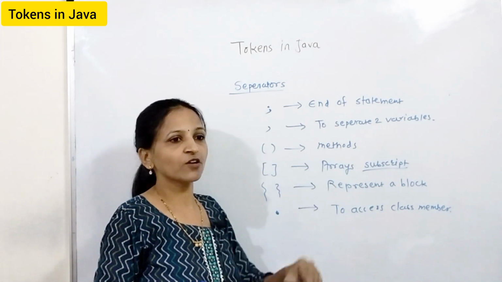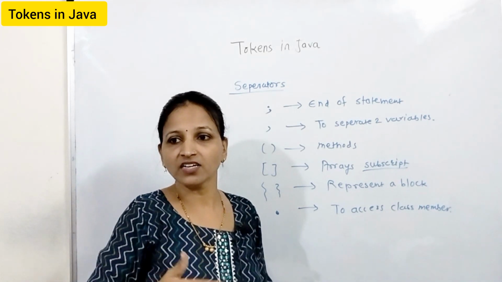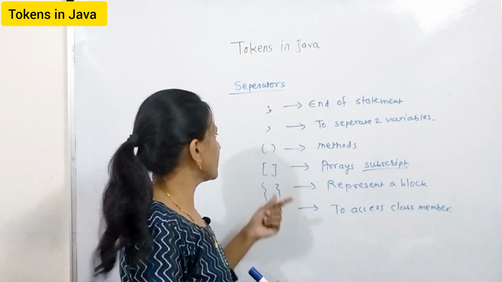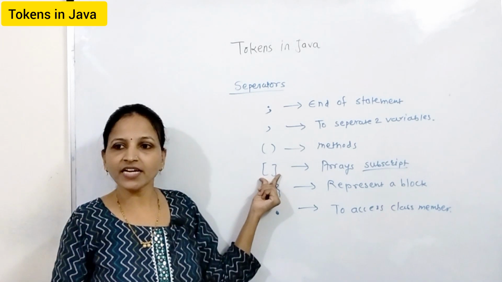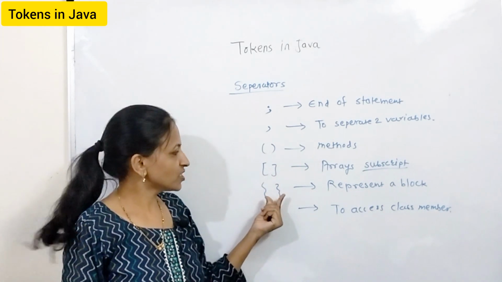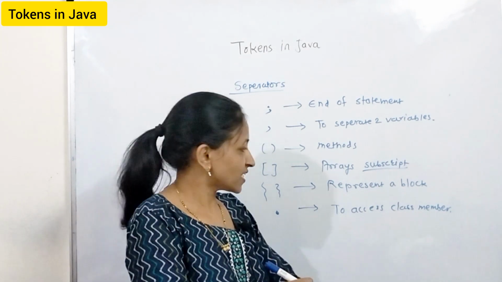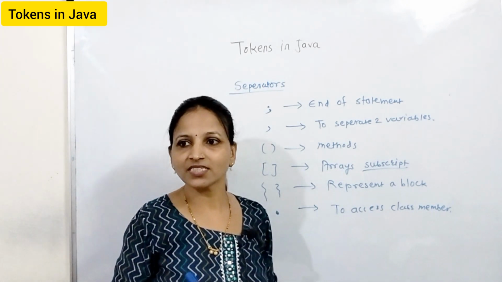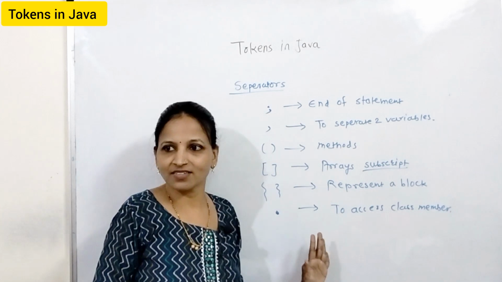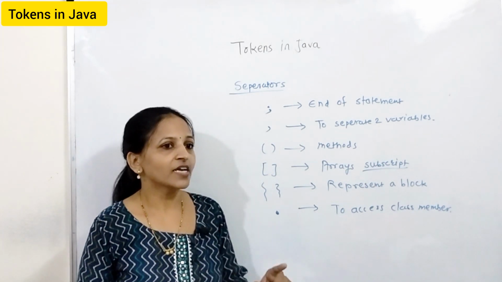In methods, while calling a method or while declaring a method, you have to write this one. Then square brackets we use in arrays. Then next one, this one to represent a block, and dot normally we use to access class members. These are all acting as separators. Getting?